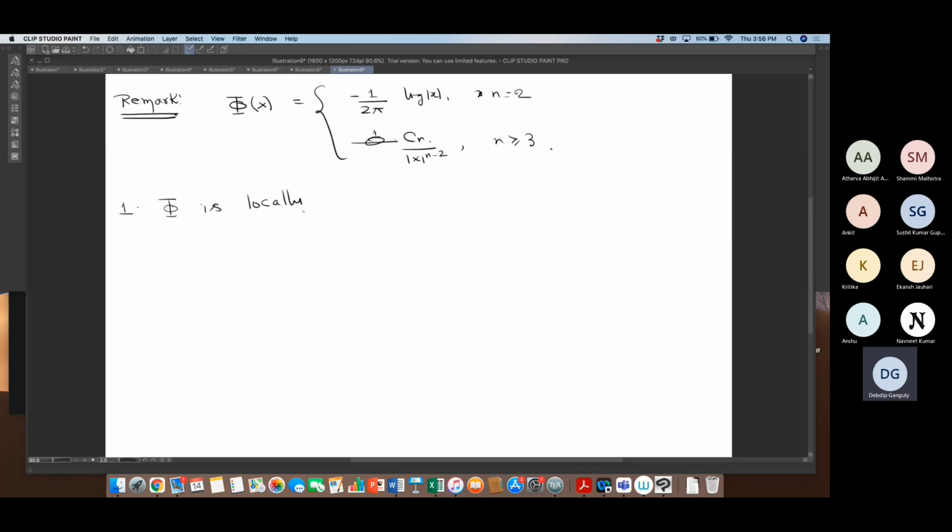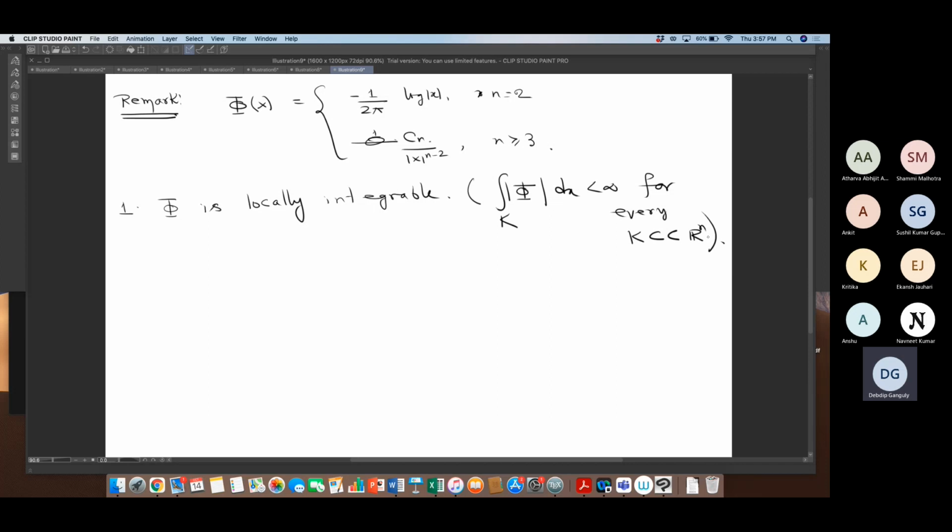What does it mean? It is integrable on every bounded set, on a compact set. Phi is locally integrable means the integral of modulus of phi dx is finite for every compact set in Rn. Clear? Okay. Now you tell me.